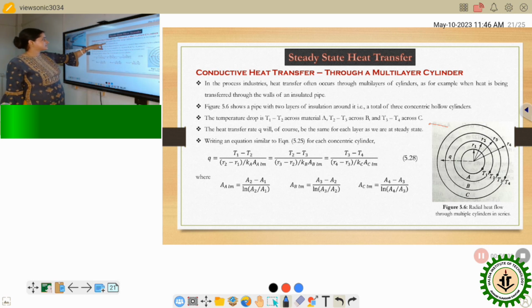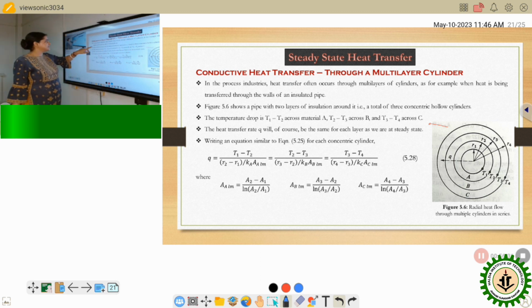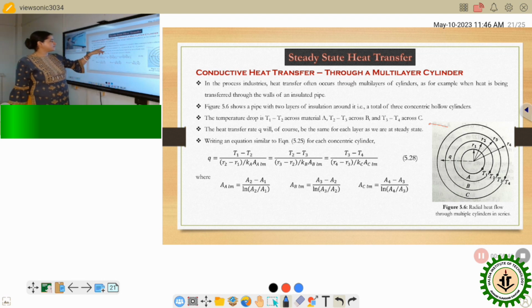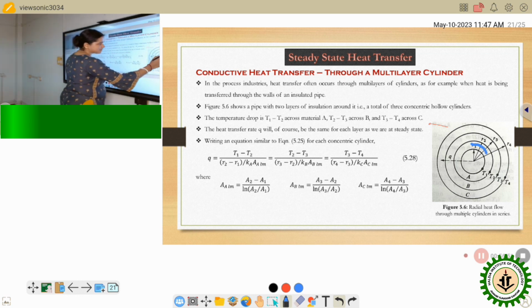So in process industries, heat transfer often occurs through multi-layers of cylinders. As for example, heat is being transferred through the wall of an insulated pipe. Of course, I need insulation. Insulation is very important. So that is why multi-layer comes into the picture. Now this figure 5.6 shows a pipe with 2 layers of insulation around it. So 2 layers. This one is the primary pipe. After that, 1 layer of insulation, 2 layers of insulation.